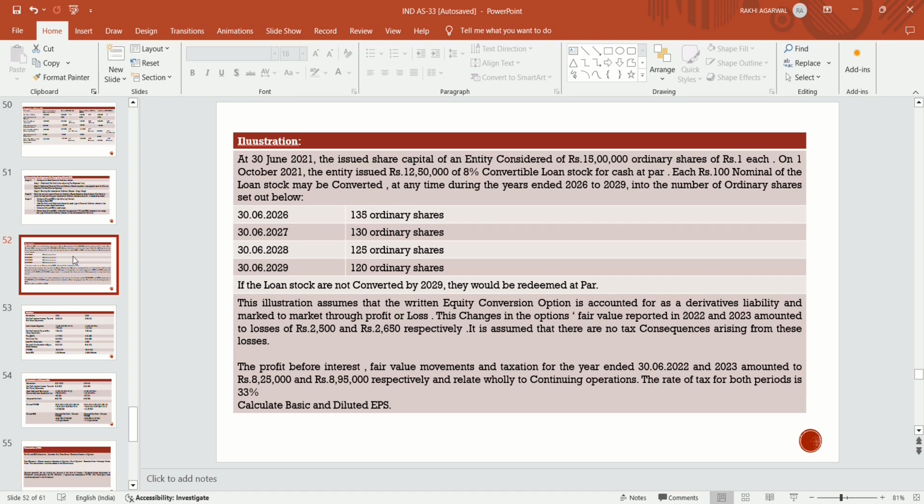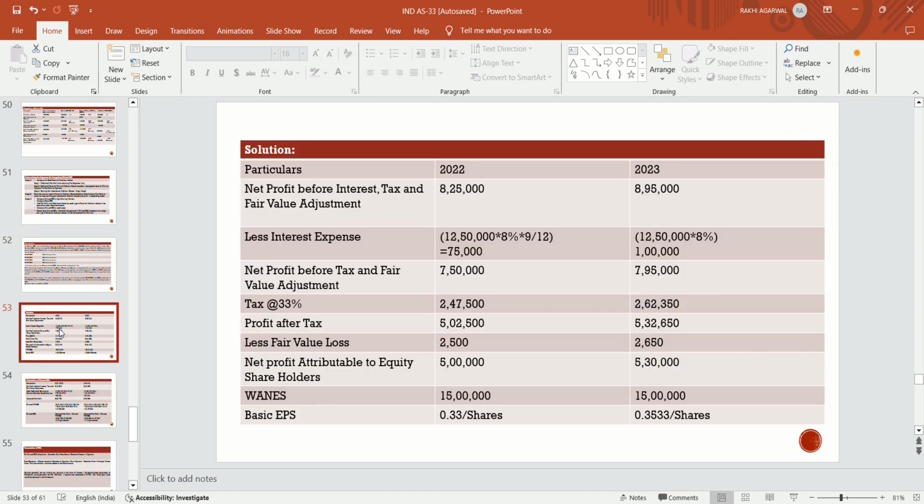The rate of tax for both periods is 33%. Calculate basic and diluted EPS. Solution: net profit before interest, tax and fair value adjustment is 8,25,000 in 2022 and 8,95,000 in 2023. That is net profit before tax, interest and fair value adjustment.